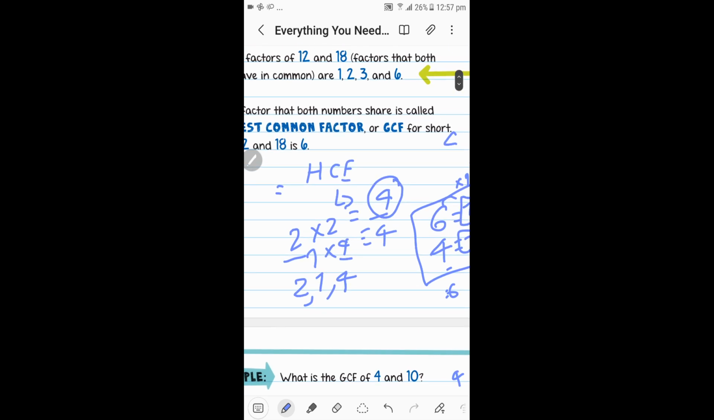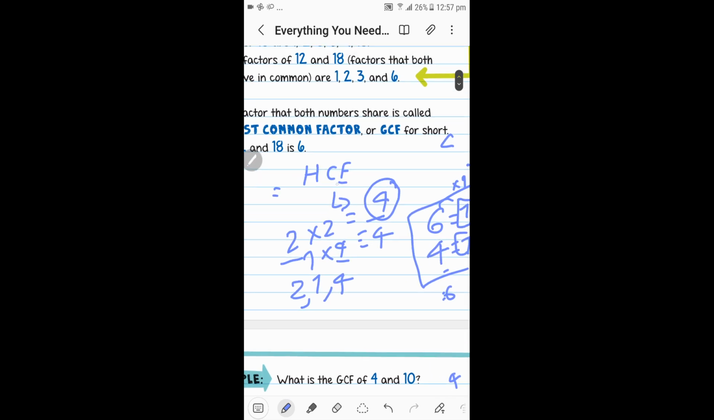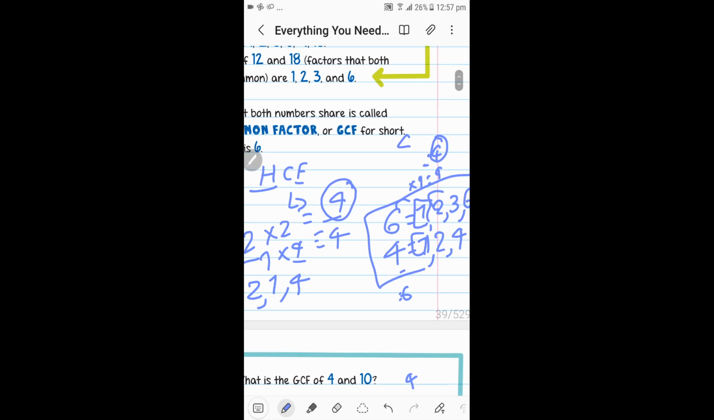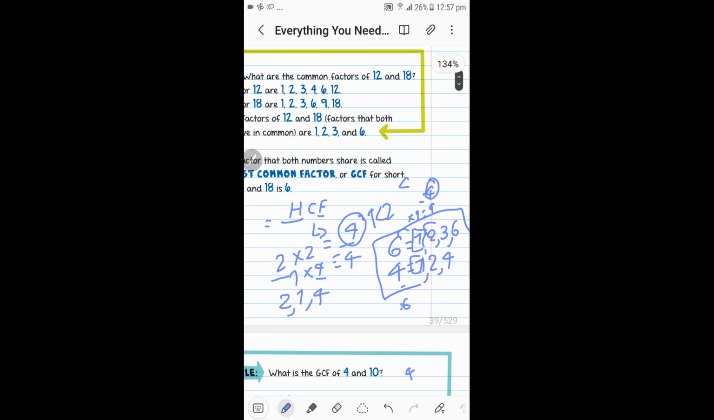Which is the answer then? Well, as the question is the highest common factor, we need to find the highest among 1 and 2. Obviously 2 is the highest. So the answer for the HCF of 6 and 4 is, well, you guessed it, 2.